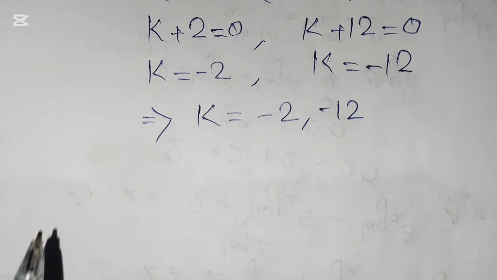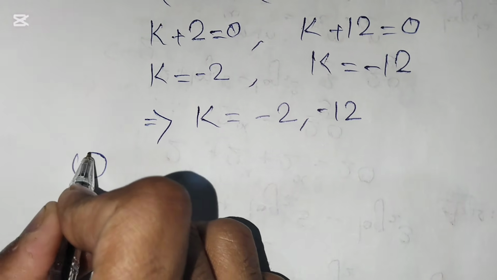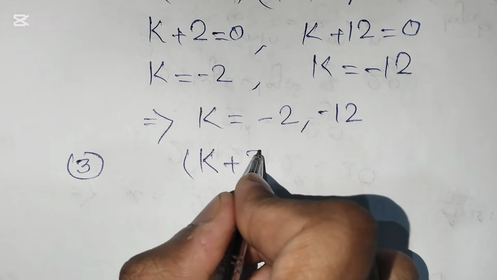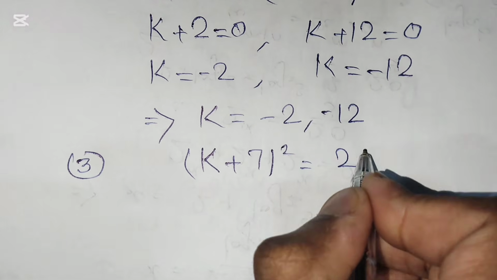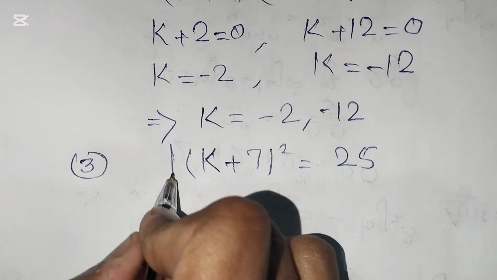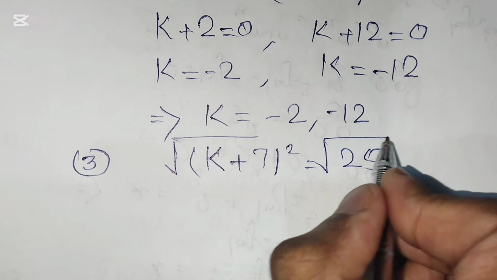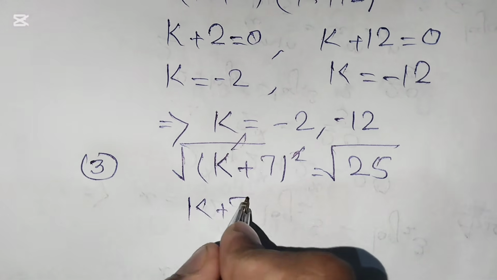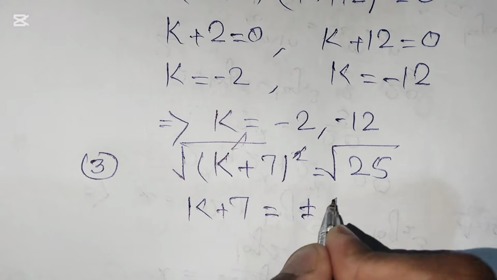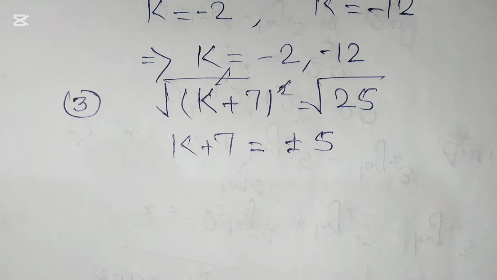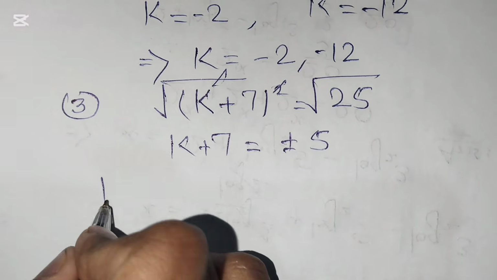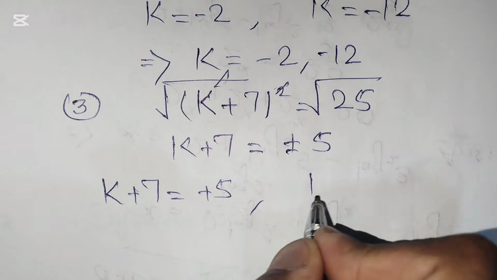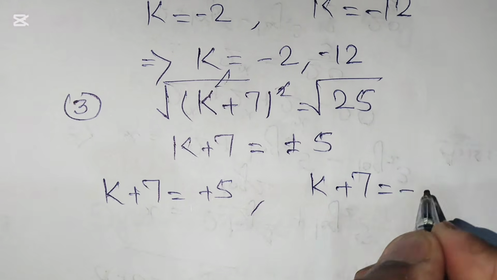Now the third, the simplest, the fastest method, which can be done in 2 or 3 steps. We have (k + 7) square is equal to 25. We will take square root on both sides. Square root cancels square. k plus 7 is equal to plus minus 5. So either k plus 7 equals plus 5 or k plus 7 equals minus 5.